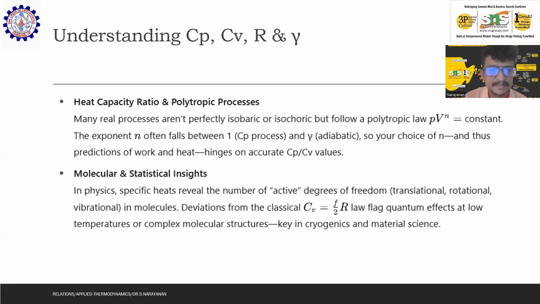Molecular and statistical insights. The R value depends upon molecular weight, that is R naught divided by M, the universal gas constant divided by molecular mass. Since Cp, Cv and R values can be worked around to get the molecular mass of the substances.